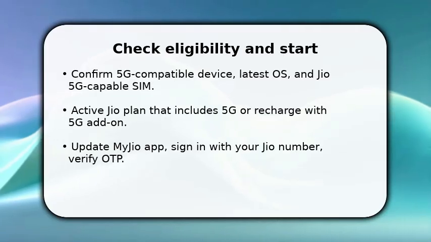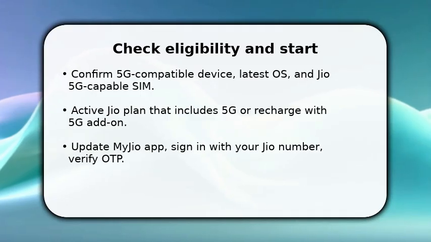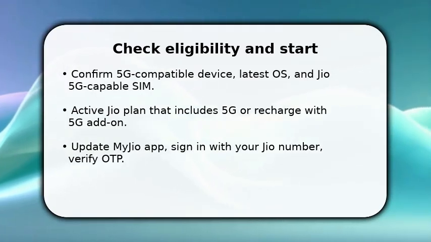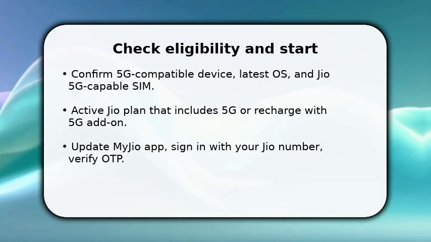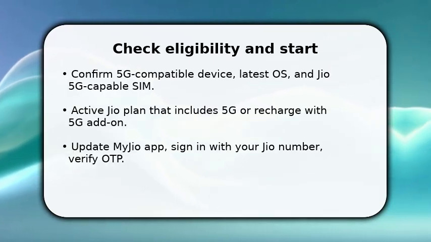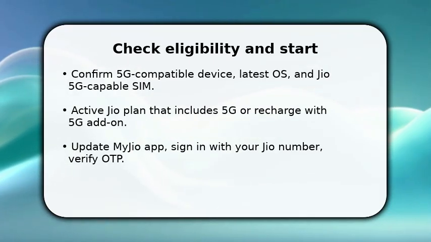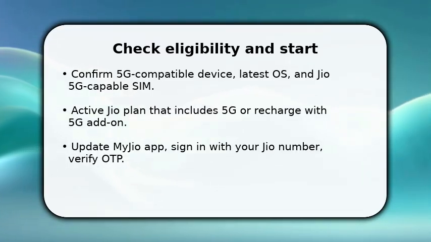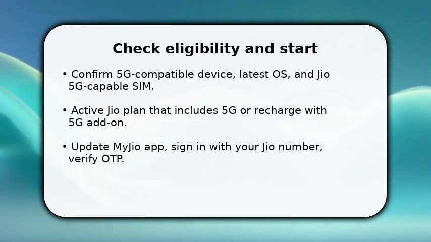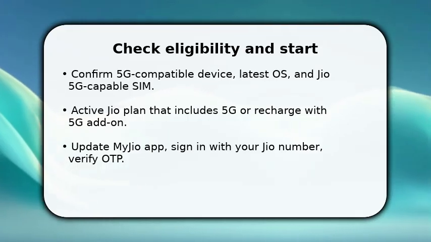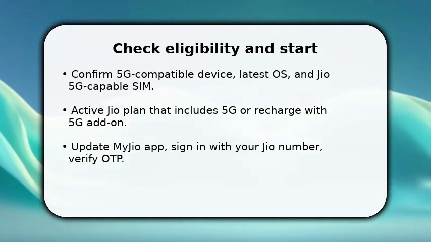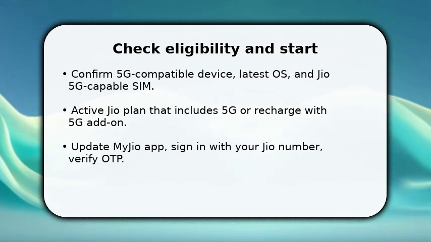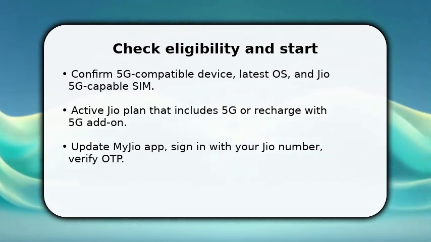You need to confirm a few essentials before changing anything. Make sure your phone supports 5G and your Geo SIM is 5G capable, otherwise activation won't stick. Once done, open the updated My Geo app and sign in with your Geo number. You'll receive an OTP to verify identity. Make sure your plan includes 5G or purchase the add-on now. Doing these steps first prevents wasted time and avoids back-end activation delays when you request network enablement.